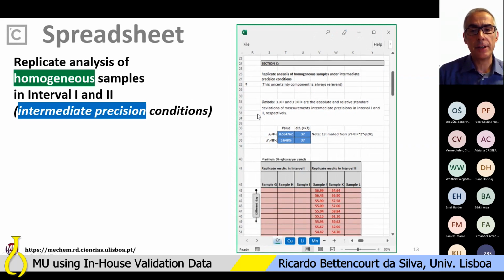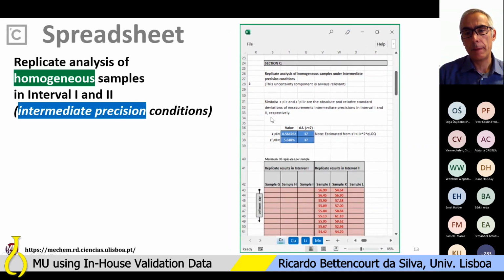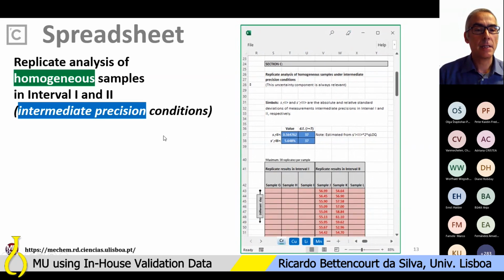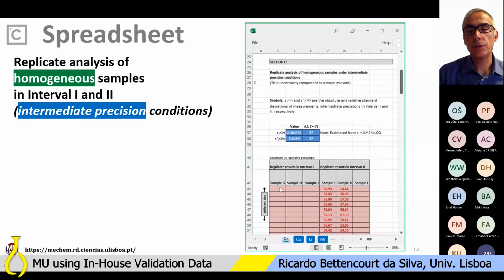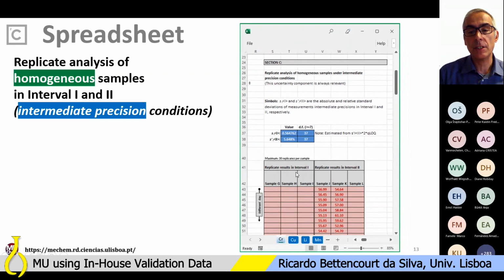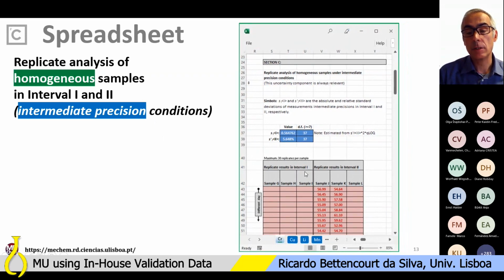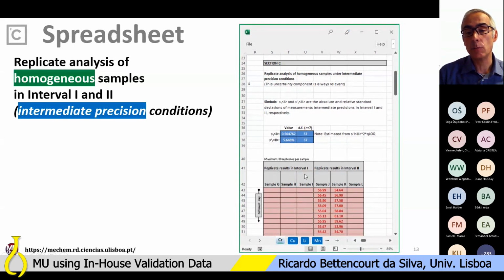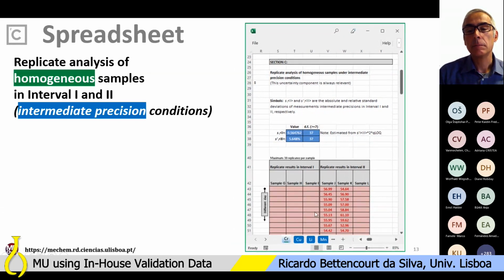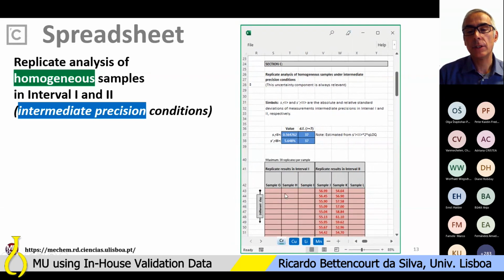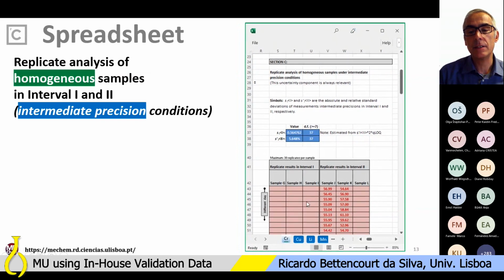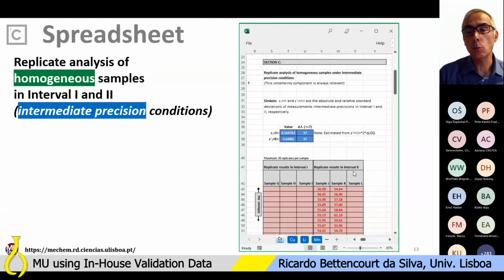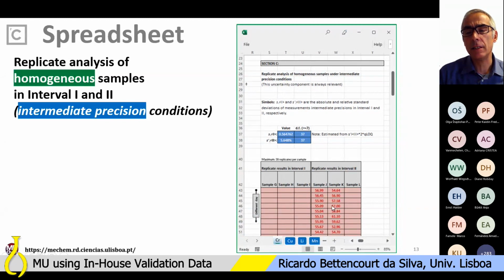And then we have here a section C, where you put the results of the intermediate precision from the analysis of homogeneous samples. You should put results from the analysis of samples in interval 1. So typically, if you have homogeneous samples being analyzed in different days for your quality control, and if they are in interval 1, you put that information there. You can have 3 samples and you pull the standard deviation from these 3 samples, and you have data from 3 samples also from interval 2, and that information is pulled.